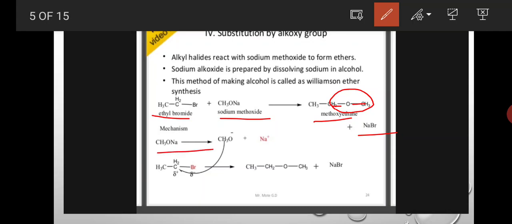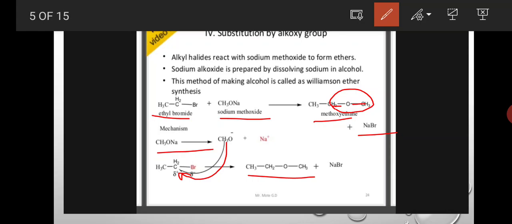The first step of the mechanism: CH3ONa, sodium methoxide, dissociates into the methoxide ion plus the sodium ion. This methoxide ion nucleophile attacks the alkyl halide carbon and the halogen is eliminated, forming methoxyethane plus sodium bromide. This reaction is called substitution by alkoxy group. All are the same, but here the nucleophile is different. What is the nucleophile here? The alkoxy group. Alkyl halides react with sodium methoxide to form ethers.